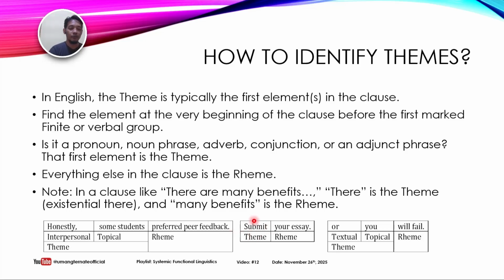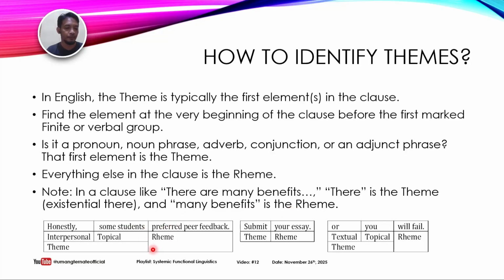Because the imperative clause is typically started by the verb, the subject is omitted. So in the imperative clause like this, the verb is the theme, and everything else in the clause is the rheme. And we need to take note that in a clause like "there are many benefits", the word "there" is the theme. It is an existential verb, and then "many benefits" is the rheme.